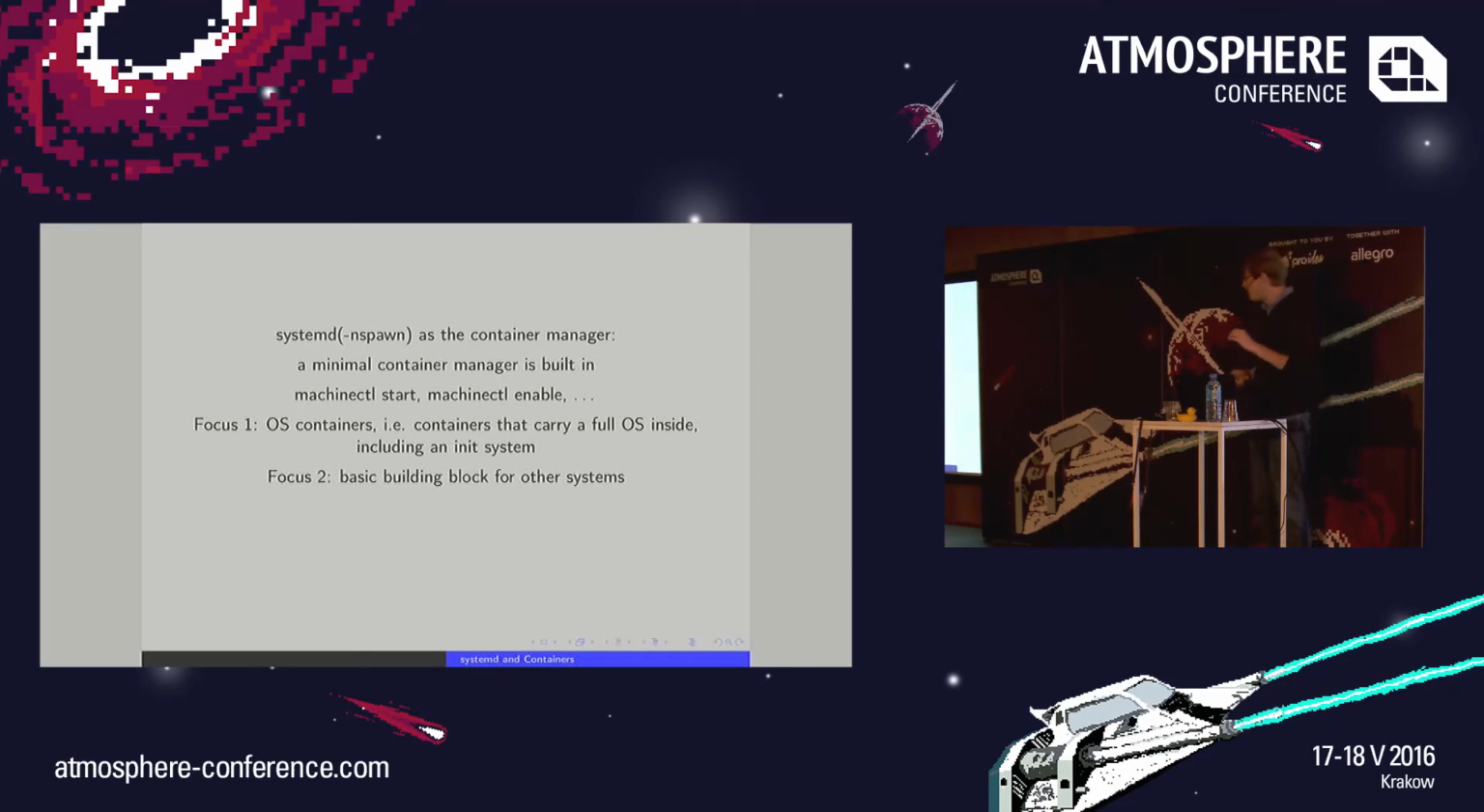There's also a second focus, which is probably less relevant for most here, but it's also important, that it's a basic building block for other systems to build something off. This is actually being used by Rocket. I'm not sure if you guys know Rocket. It's a container infrastructure. It's pretty much the same thing as Docker, except it's not Docker. It's done by a company, CoreOS.